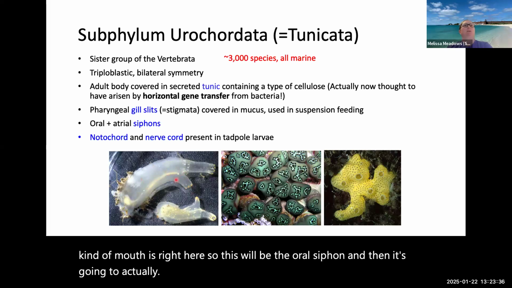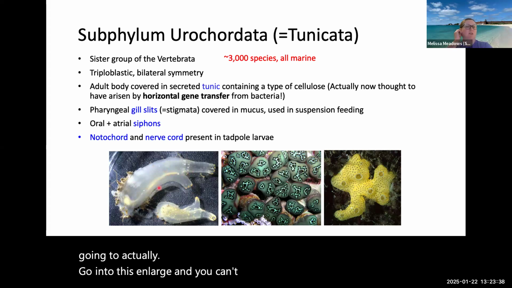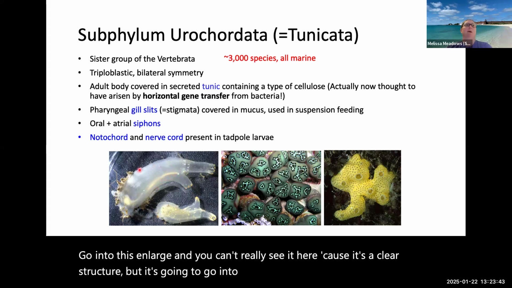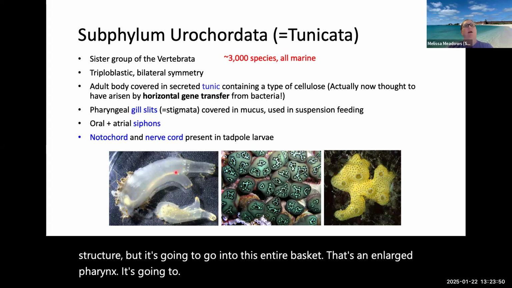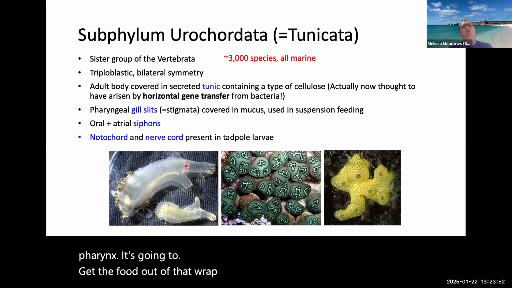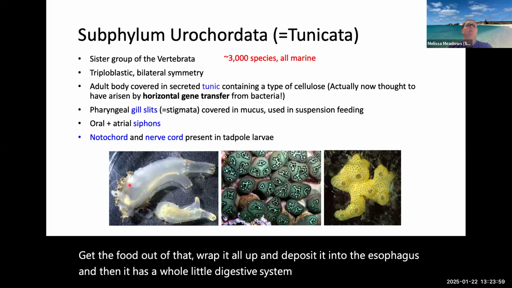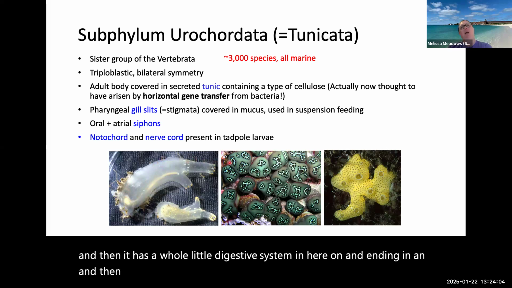go into this enlarged, and you can't really see it here because it's a clear structure, but it's going to go into this entire basket that's an enlarged pharynx. It's going to get the food out of that, wrap it all up, and deposit it into the esophagus. And then it has a whole little digestive system in here, ending in an anus. And then the poo goes out with the excess water through that atrial siphon.